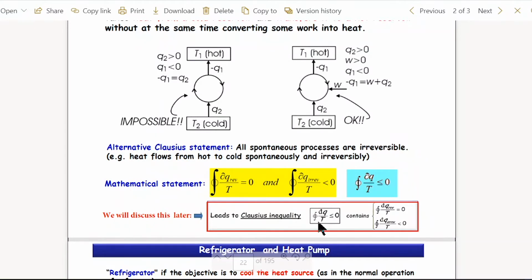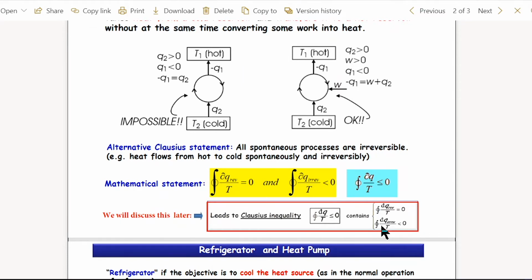So why the integral of dq by T over a cycle should be less than or equal to 0 is understood. Whenever I put this as reversible q, then it becomes equal to 0. When I have irreversible, then I have less than or equal to 0. So the Clausius statement of the integral of dq by T actually includes the dq reversible term and the irreversible term. But when we are writing in general dq and do not mention dq reversible, that means it has the dq reversible part as well as the dq irreversible part.